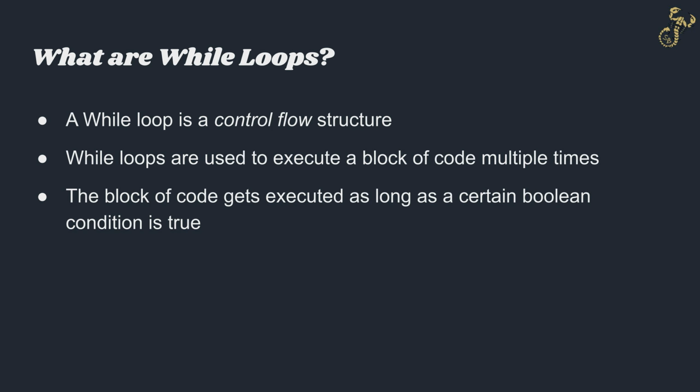First, let's see what while loops are. A while loop is a control flow structure. While loops are used to execute a block of code multiple times. More precisely, the block of code gets executed as long as a certain condition is true. As a consequence, we need to take care that at some point the condition becomes false.